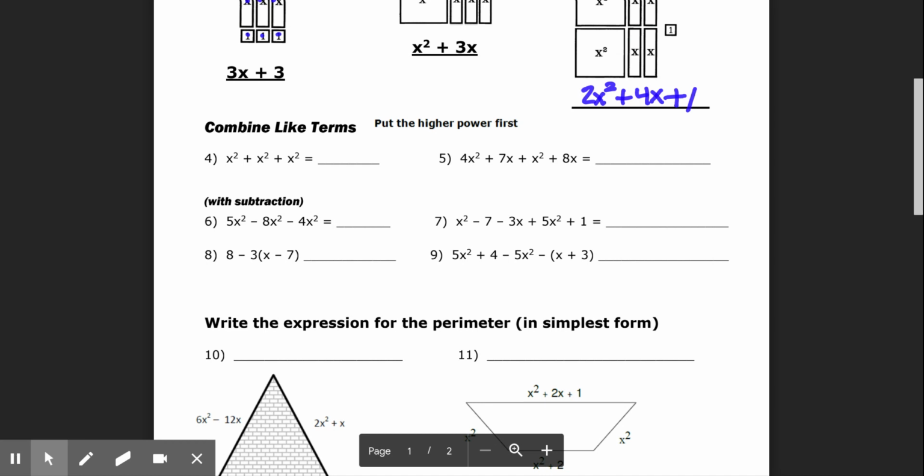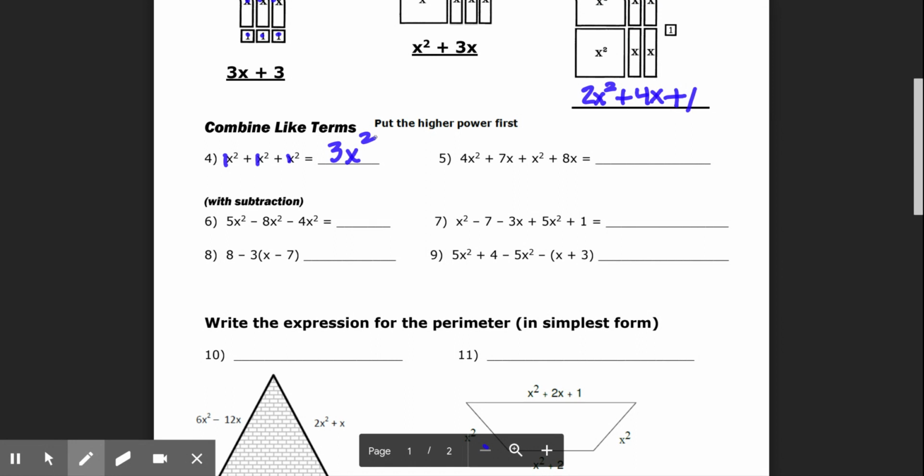All right, let's take a look at without the tiles. Combining like terms, put the higher power first. So in this situation, you don't have different powers. On number 4, they're all x squareds. The only time you add the exponents is if those plus signs were multiplication, but they're not. So this is 1x squared plus 1x squared plus 1x squared. It's kind of like 1 apple plus 1 apple plus 1 apple gives you 3 apples. So that would be 3x squareds.